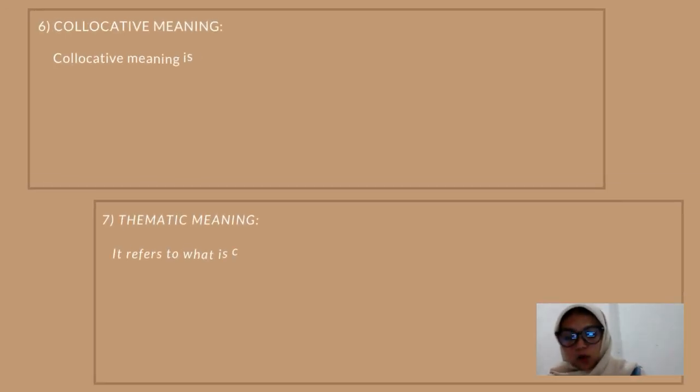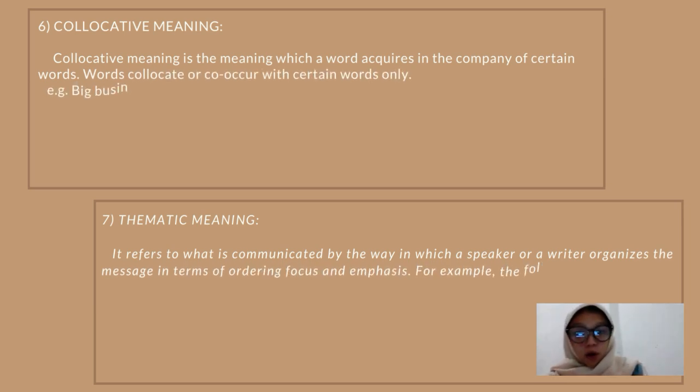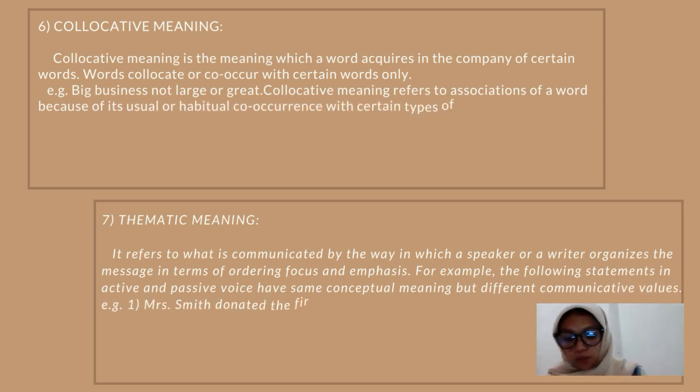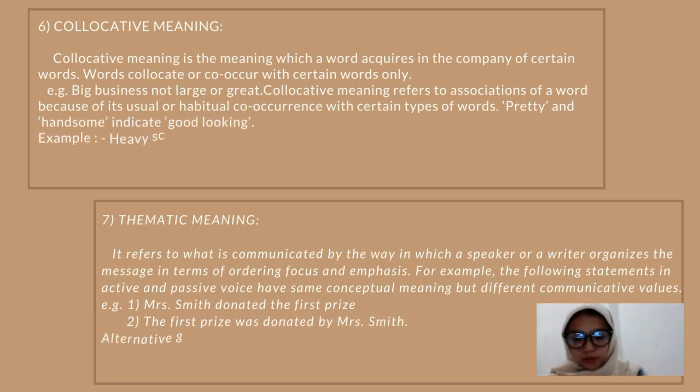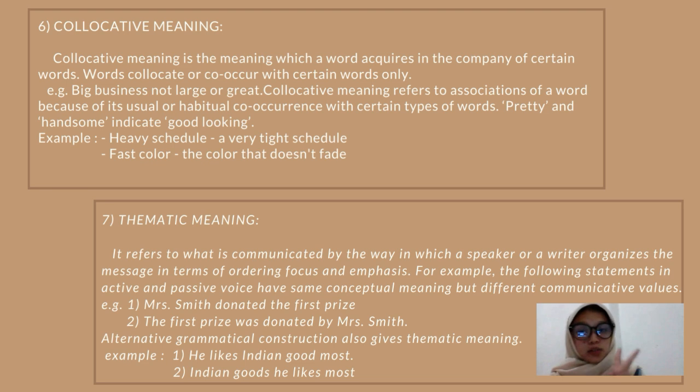Okay, the sixth is collocative meaning. Collocative meaning is the meaning which a word acquires in the company of certain words. Collocative meaning refers to the association of words because of their usual or habitual co-occurrence with certain types of words. For example, like pretty and handsome, and then good looking. So an example sentence is "heavy schedule", which means a very tight schedule. In this case, we use the same word only, that is schedule. And then the second example is "fast color", the color that doesn't fade. So here we also use the word color.